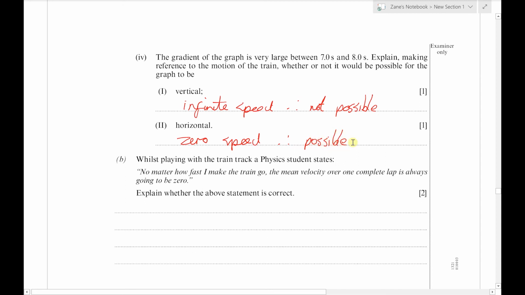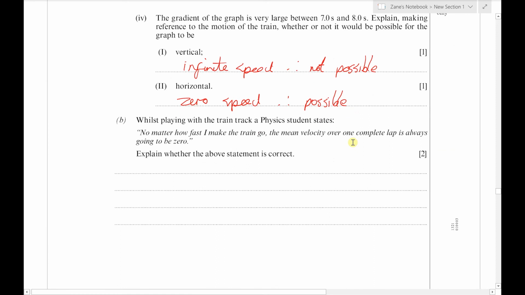The final part of the question says that whilst playing with the train track, a physics student states, no matter how fast I make the train go, the mean velocity, and that's the key word here, over 1 complete lap is always going to be 0. We've got to explain whether or not that statement is correct.